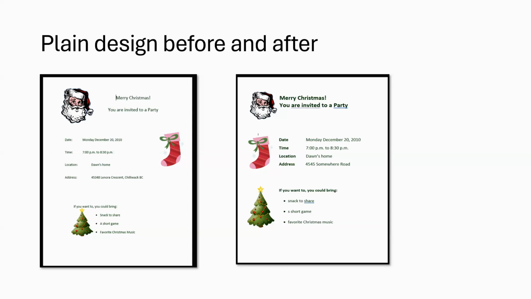So there are 3 graphics on each poster. One is a Santa, one is a stocking, one is a Christmas tree. So they all represent Canadian or North American Christmas. For some reason, on the poster on the left, we put the stocking out of alignment. We just put it on the right-hand side, I guess, just for interest.